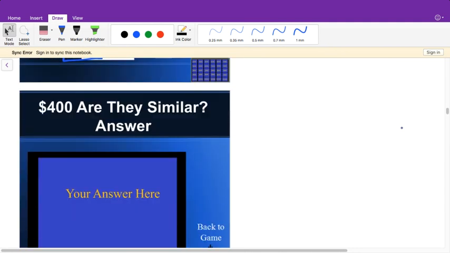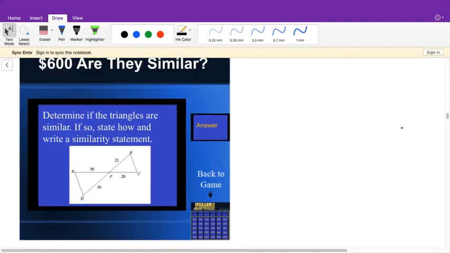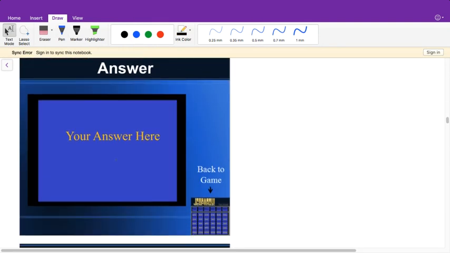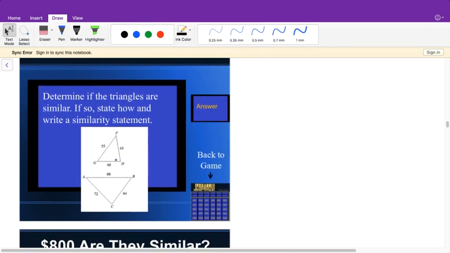All right, are they similar? The answer is no, because we see here these are the same and these aren't. So there's no way that the ratios are going to be the same. From here, we will make the ratios.